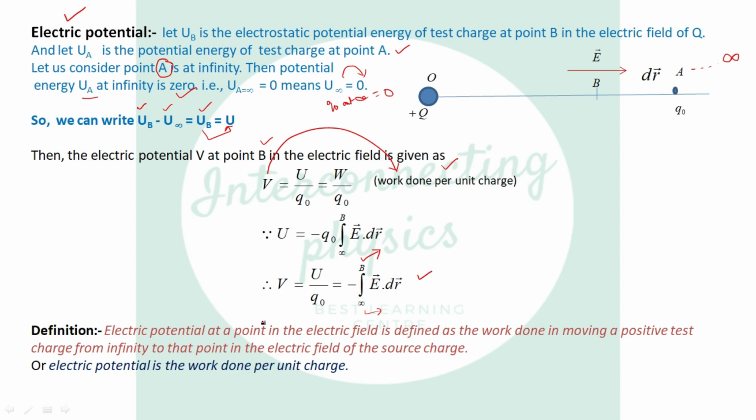So electric potential at a point in the electric field, because we have only one point, we don't know where infinity is. So electric potential at a point in the electric field is defined as the work done in moving a positive test charge from infinity to that point in the electric field of the source charge. Or in simple language, it is the work done per unit charge.